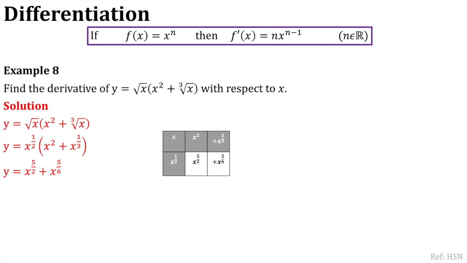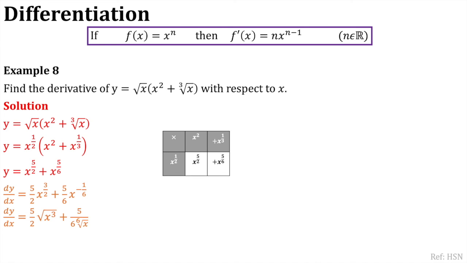So we are now ready to differentiate. So dy by dx will be equal to 5 over 2 x to the 3 over 2 plus 5/6 x to the negative 1/6. Now we have fractional indices here, which we need to express with radical signs. We also have a negative index here, so we need to deal with that as well.